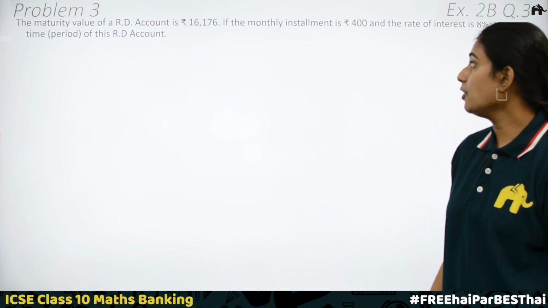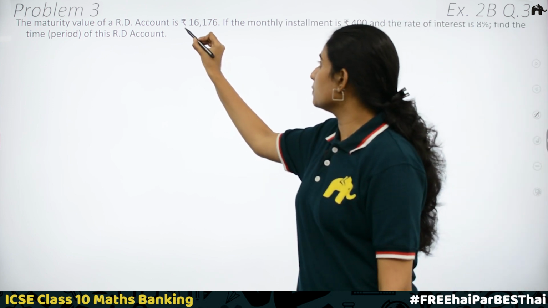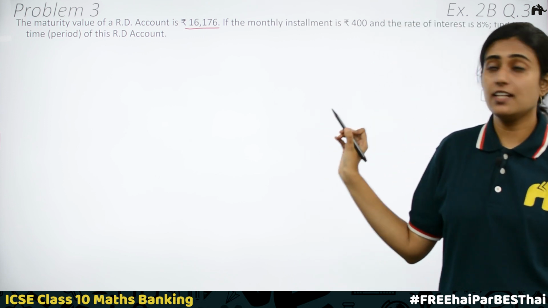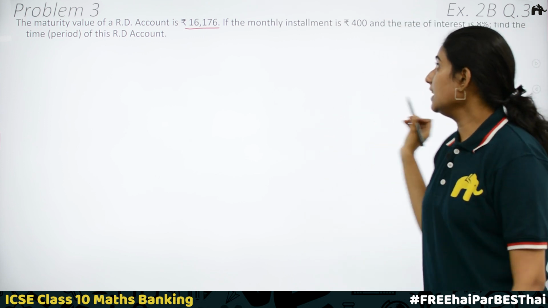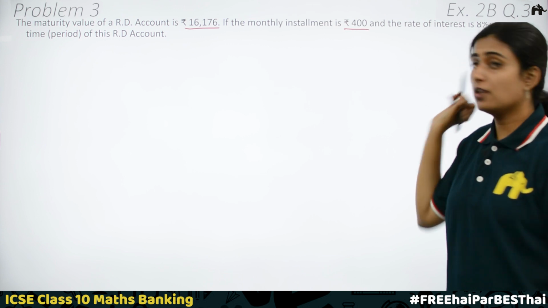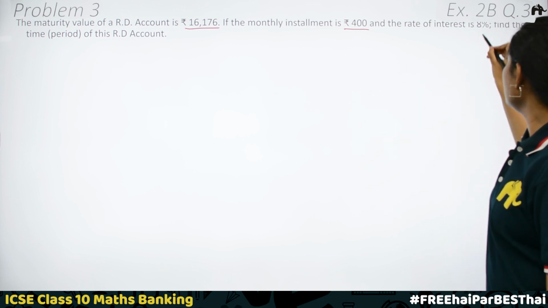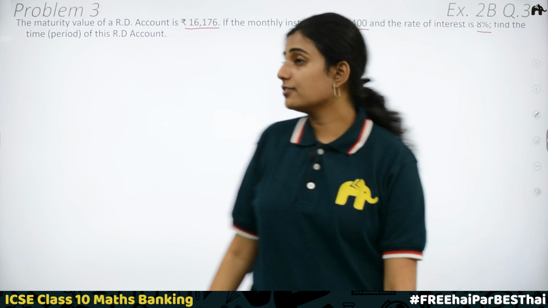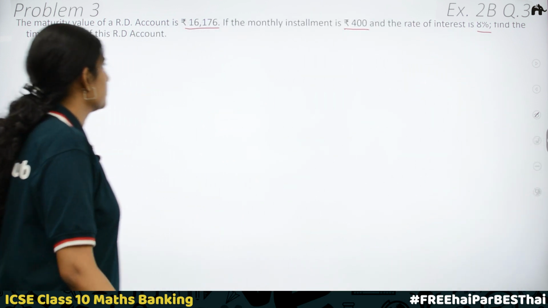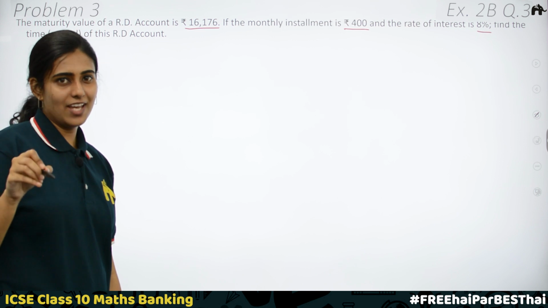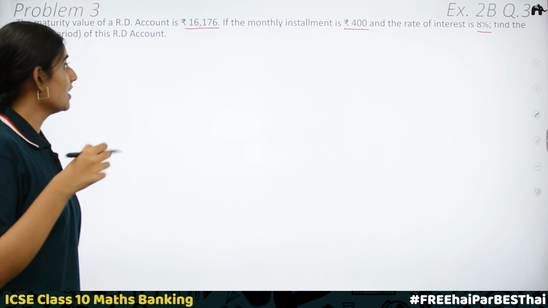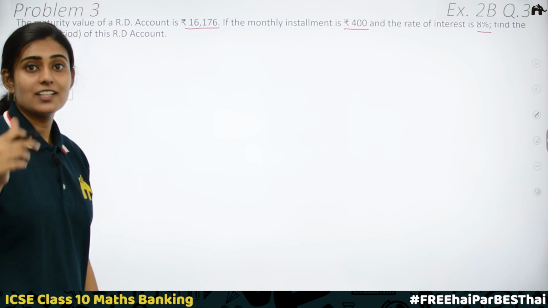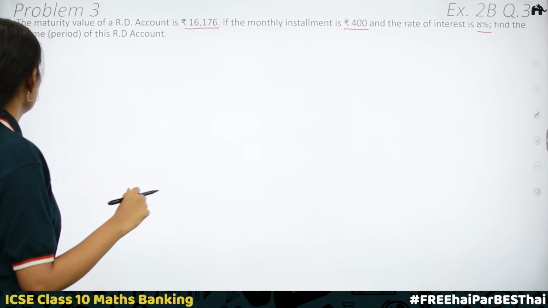The maturity value of an RD account is rupees 16,176. If the monthly installment is rupees 400 and the rate of interest is 8%, find the time period of this RD account. To find the value of N, that is a problem in which we have to solve the quadratic equation.